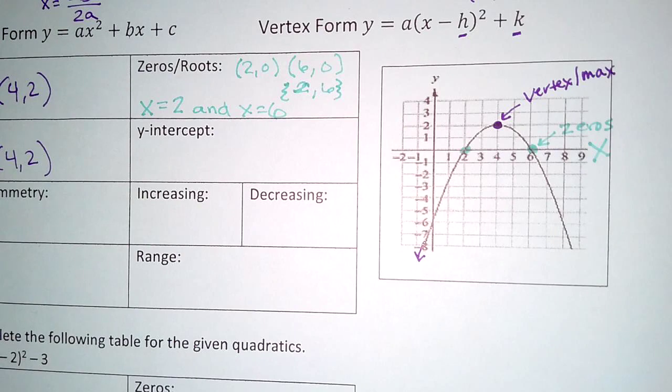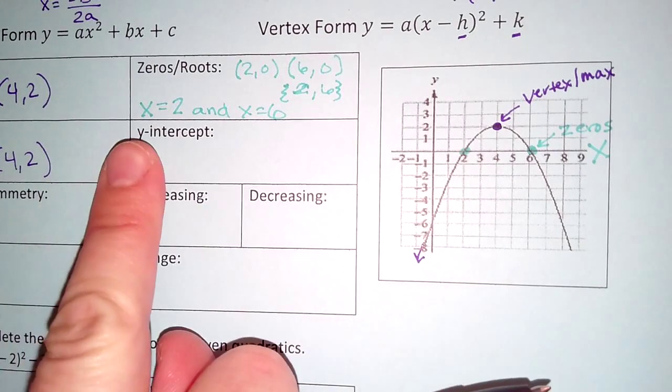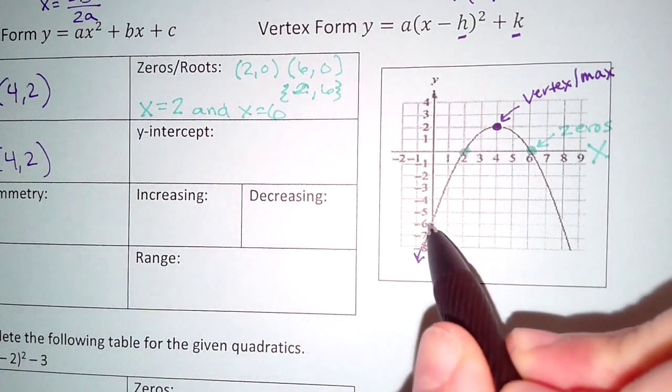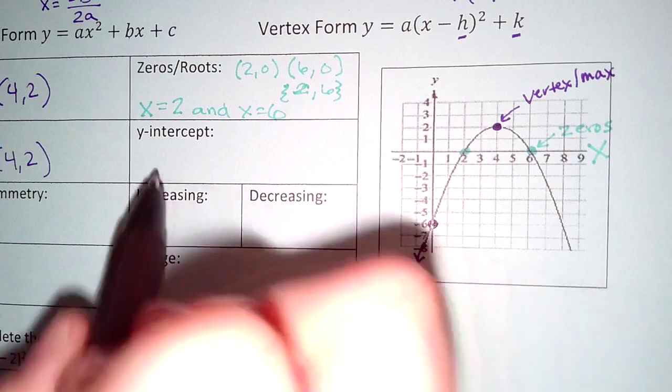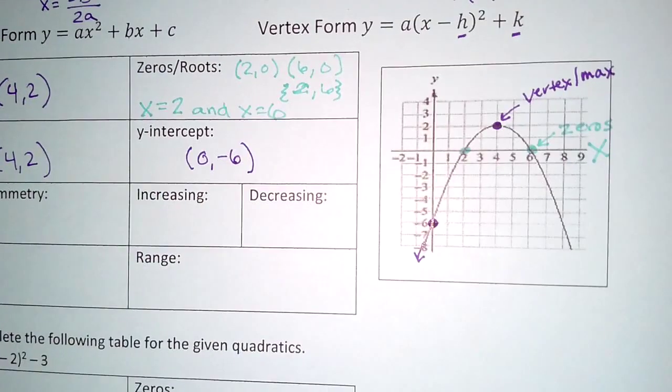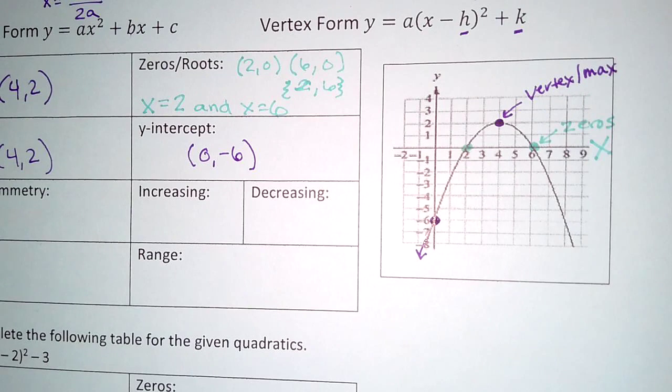How about the y-intercept? -6. So that's the ordered pair 0, -6. That one should be an ordered pair.